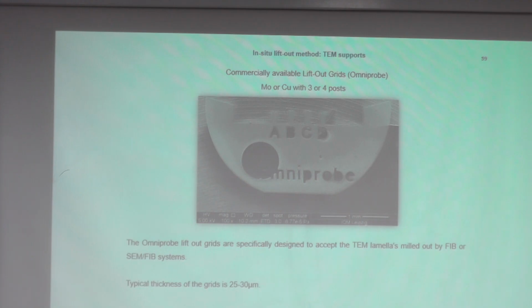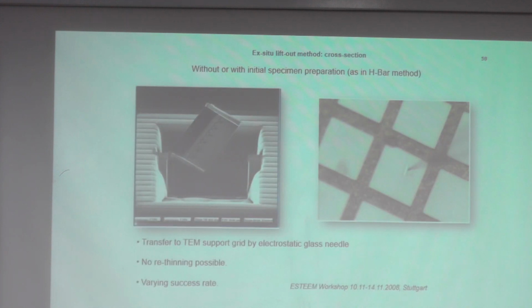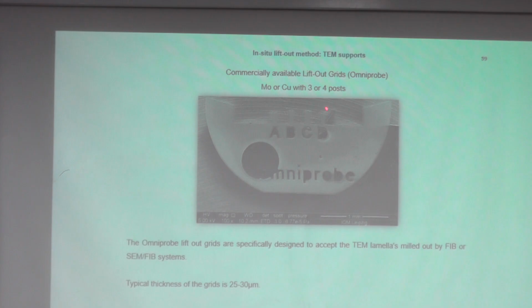For this method, you have an internal manipulator, and you can use it to transfer your thick lamella like this to special grids. These are called FIB grids. They can have different posts, and can be made of different materials, molybdenum or copper, depending on the composition of the sample. If you want to make an elemental analysis of a sample which contains copper, maybe you want to take a molybdenum grid instead of a copper grid.